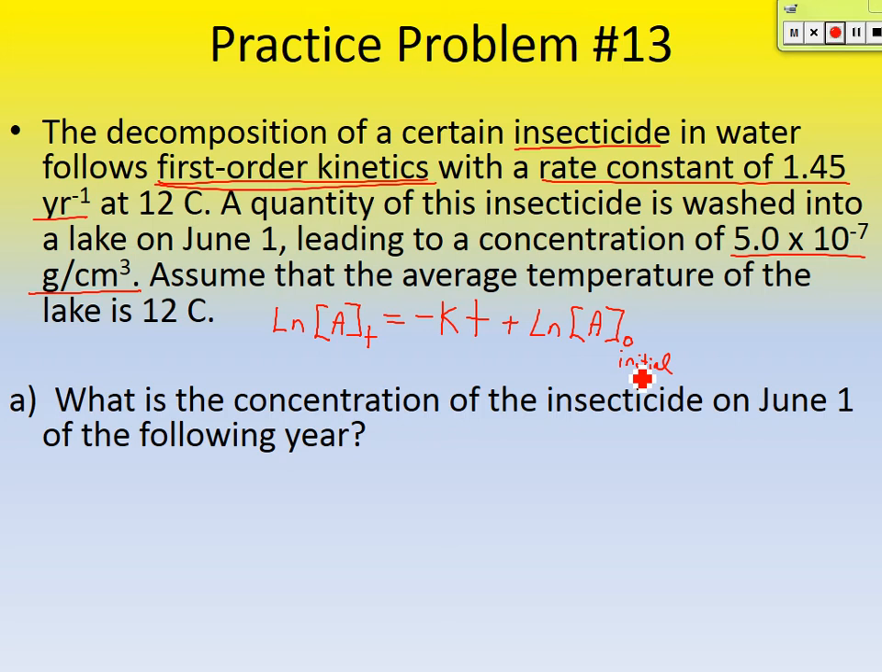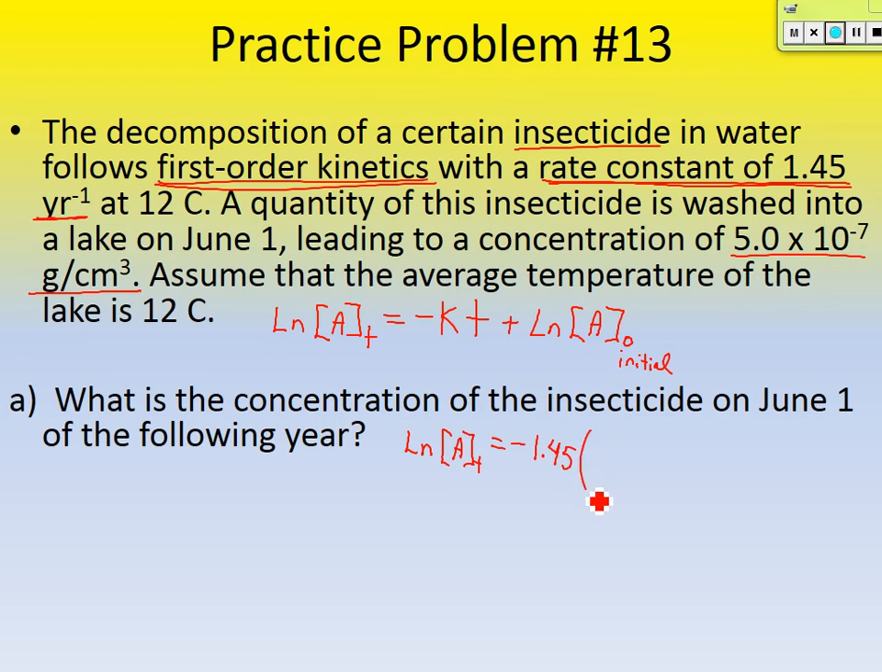Now we're going to plug into the integrated rate law all the variables that we know. Do we know the concentration after that time? Or is that what it's asking us to find? Yeah, that's what it's asking us to find. So we're just going to keep the natural log of A at some time the same. Did it give us the rate constant? Yeah, it told us that the rate constant was 1.45 per year. So notice there's a negative sign here. So minus 1.45.